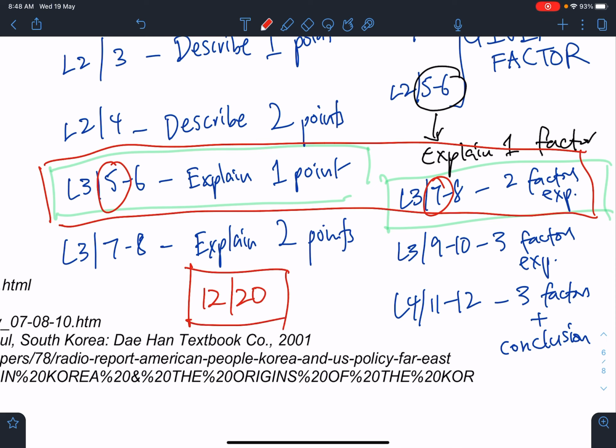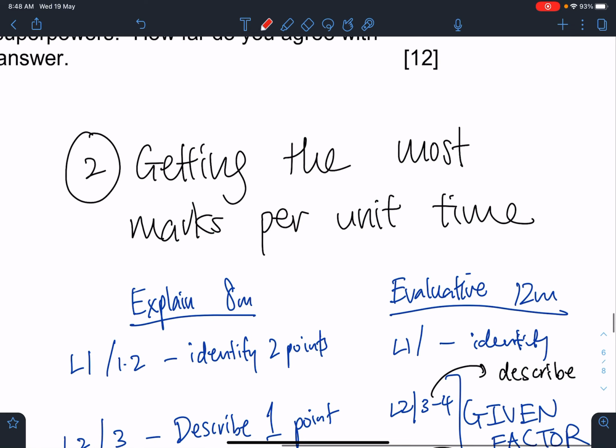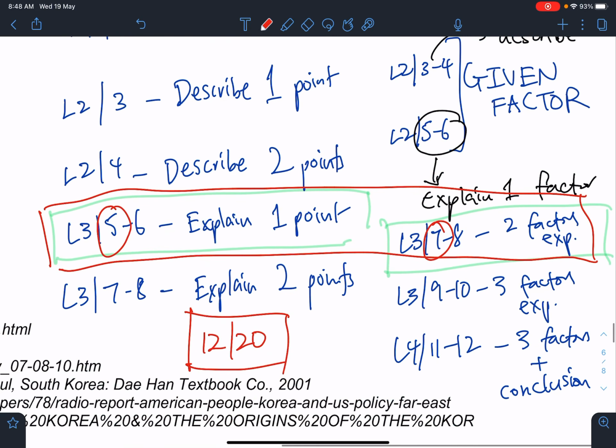Okay, or if you're struggling to pass, this is what you can do in order to make sure that you get the most amount of marks for the amount of time you have. Okay, so you have 40 minutes to write at least 3 points. 1 point for your 8-mark essay and 2 points for your 12-mark essay. Okay, so that is what you need to focus on.